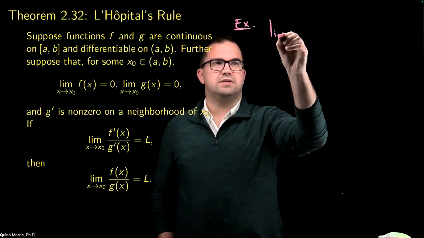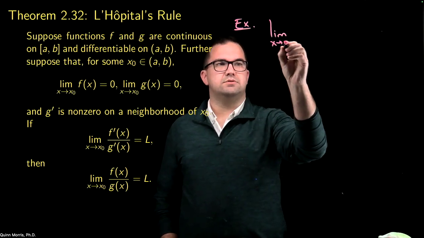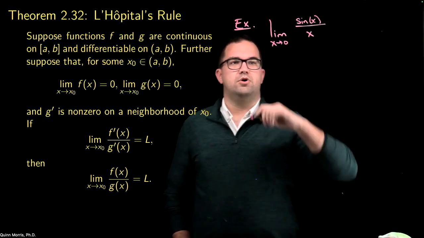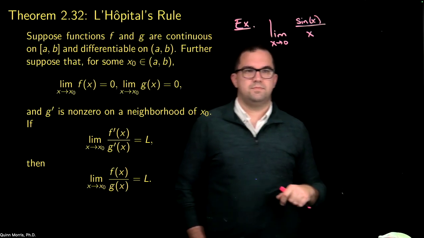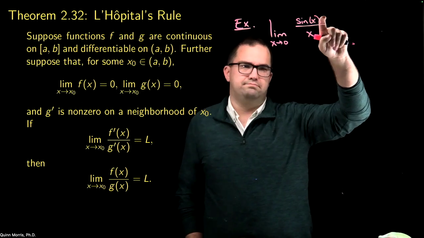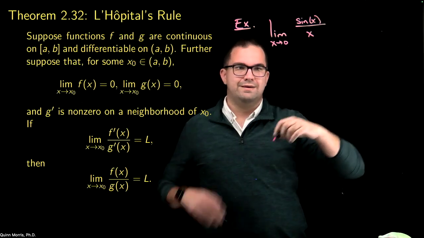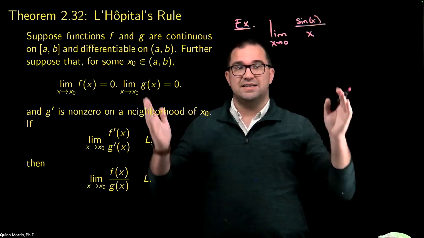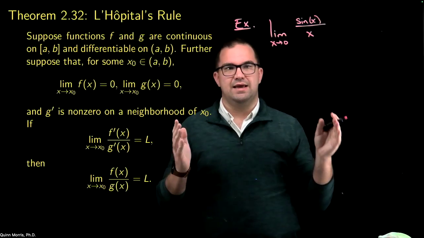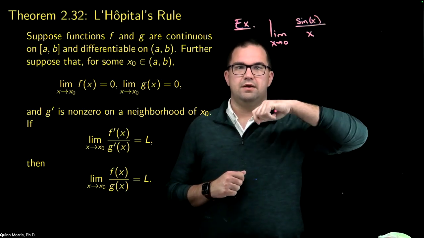So usually you might be asked to, say, evaluate something like the limit as x goes to 0 of sine of x over x. Okay. So if we look at this function, it is continuous and differentiable on all of R. So you can make A and B whatever you want, but let's make it some interval that contains 0. So let's say minus 10 to 10. So continuous and differentiable on minus 10 to 10, okay?